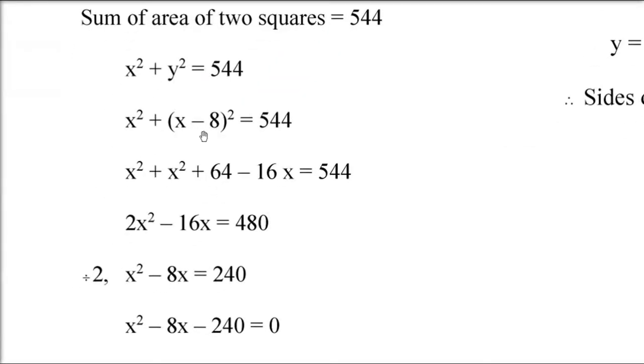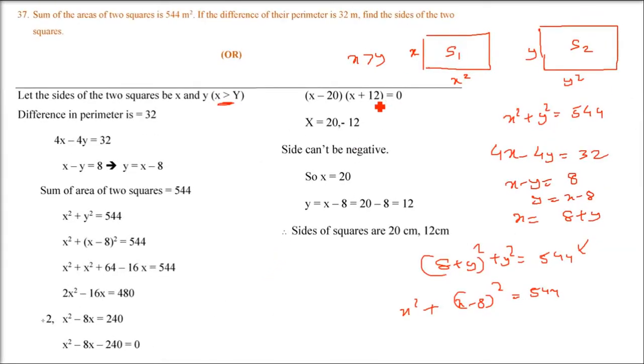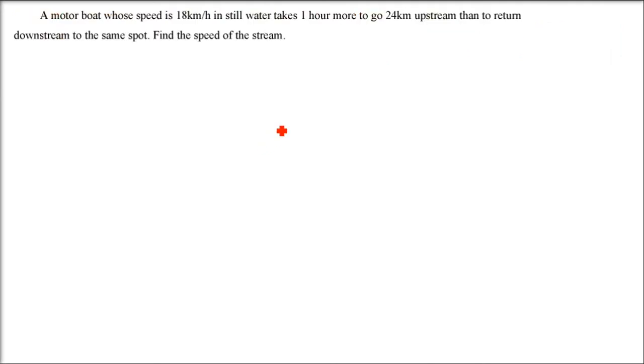The solution is in front of you. You can solve for x. So x is going to have two values actually, 20 and minus 12. But a side cannot be negative. So we can take x only as 20 and y will be x minus 8. So put 20 here. What do you get? 20 minus 8, 12. x is 20, y is 12. Sides of the square are 20 and 12 centimeter. Right? These two, 20 and 12. This is an OR question. You can do either of these two.